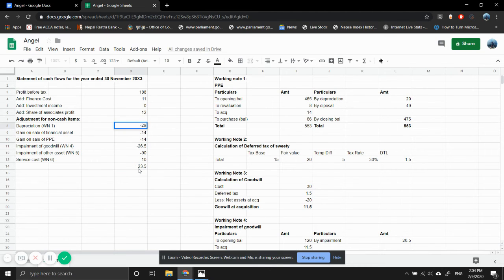Depreciation is not minus. Anything else that I'm missing? This is a positive figure, because the impairment has already been reduced, right? So it's add. Okay, I think it's good now. Anything else? Gain on this will be subtracted. Gain will be subtracted. Okay, service cost has been deducted from SOF. Okay, good. Working capital, changes in working capital.